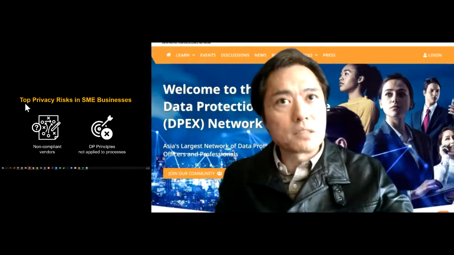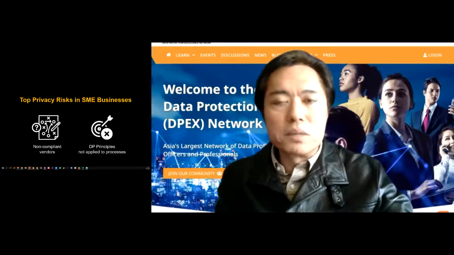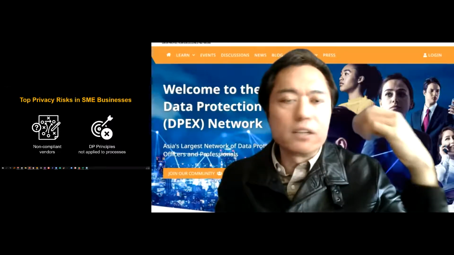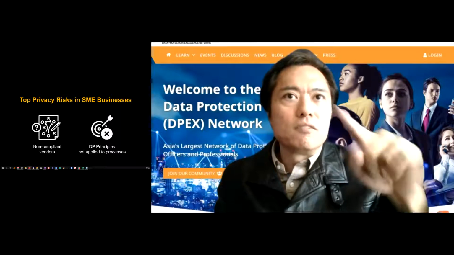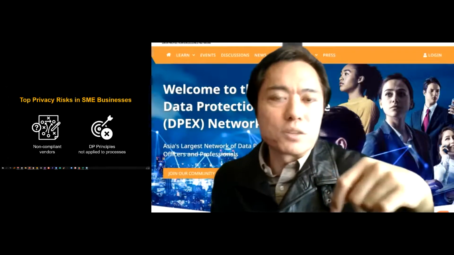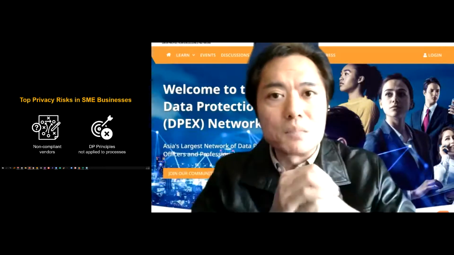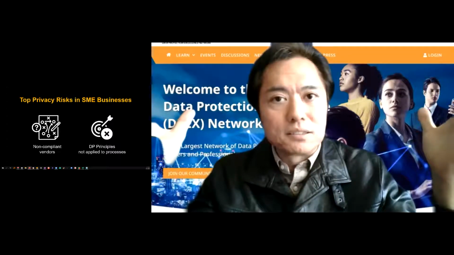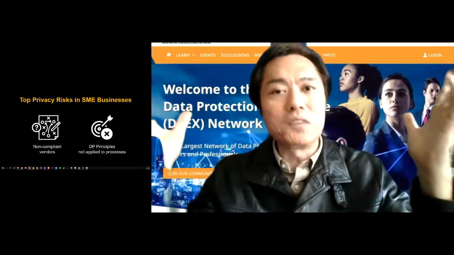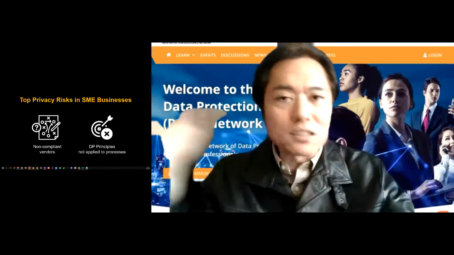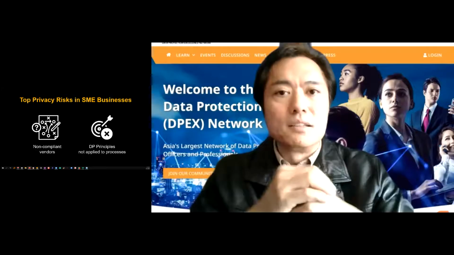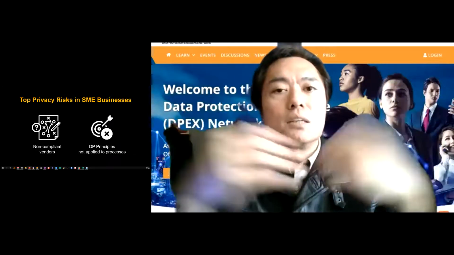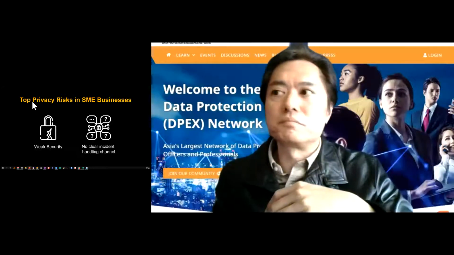Third, non-compliant vendors. See, the third party risk comes in. A number of companies got implicated because of weak third parties, and they never even properly checked them. Fourth, data protection principles not applied to processes. This is front and center because of COVID. There are a lot of processes you implemented over the last year that probably never went through a DPO anyway. And like I told you, personal data is flying around everywhere. Some of it is at home. So some of these processes will never be checked for adherence to data protection principles.